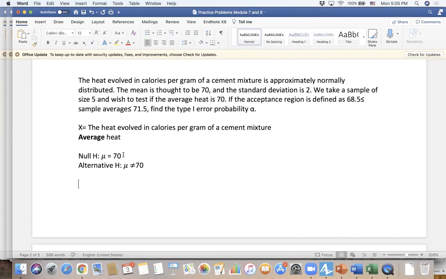It's the population, because it says the mean is thought to be 70 and the standard deviation is 2. If it was a sample, it would say we took a sample of size so-and-so, and this is the average and the standard deviation of the sample. But here it hasn't even gotten into the sample yet. So when you read this problem statement, you have to know yourself that this is the population standard deviation.